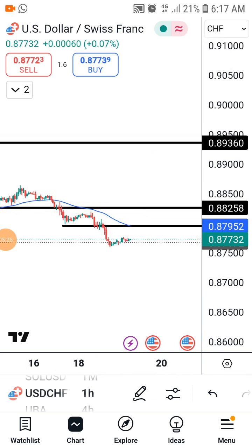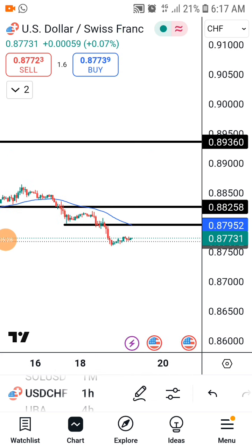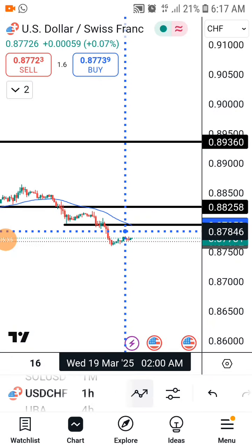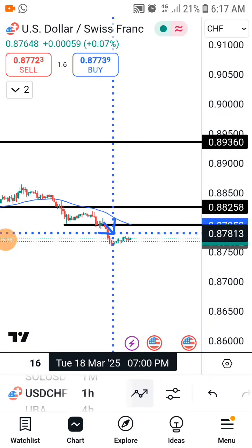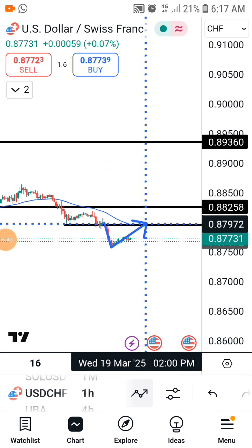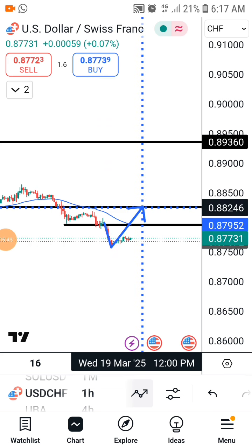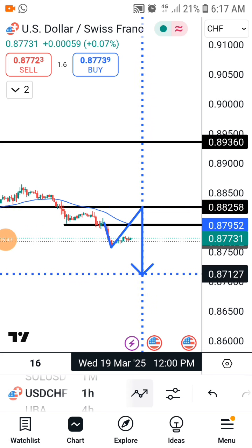So what this market is going to do is that this 1 hour 50 moving average will be broken. Can you see? This market will come down here and break this place and test our 4 hour moving average, then come down again.